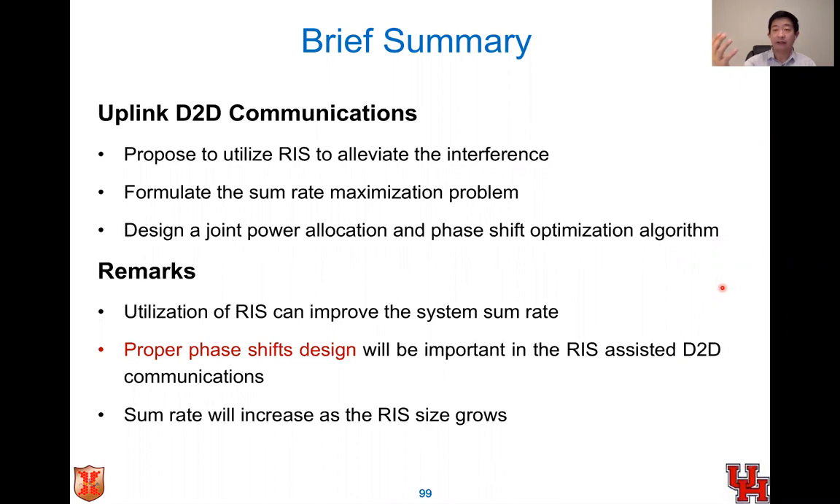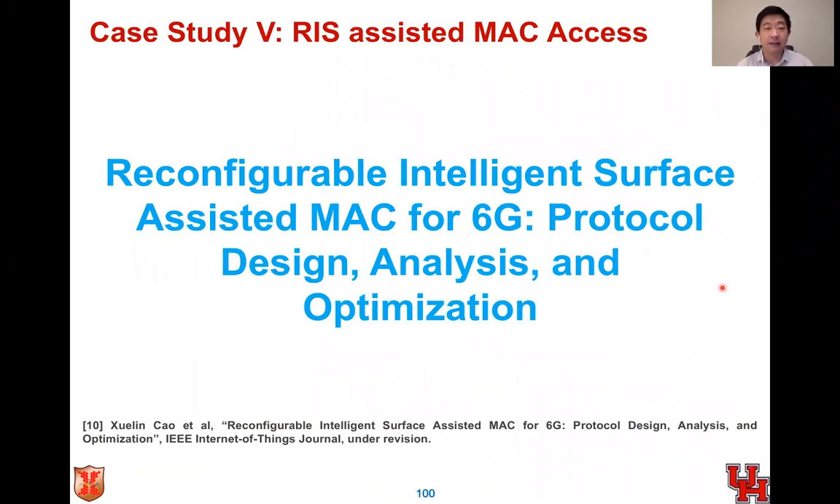So you see that, we are extending RIS from just performance analysis to many different resource allocation problems. Anyway, the next topic is reconfigurable RIS-assisted MAC for 6G.